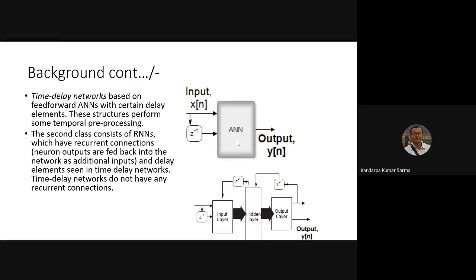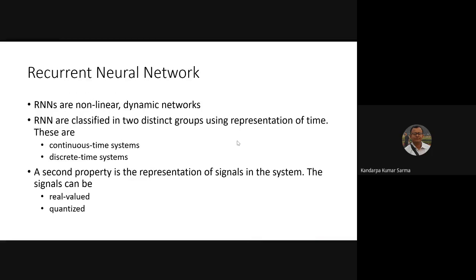Now the second class of RNNs have the recurrent connections. That means having feedback from the back end to the middle layer, from the middle layer to the front end, or from the back end to the front end, through these feedback paths. These feedback paths also work like time delays, but they have greater capabilities. The time delay networks do not have recurrent connections. So we need to remember that RNNs are nonlinear dynamic networks.